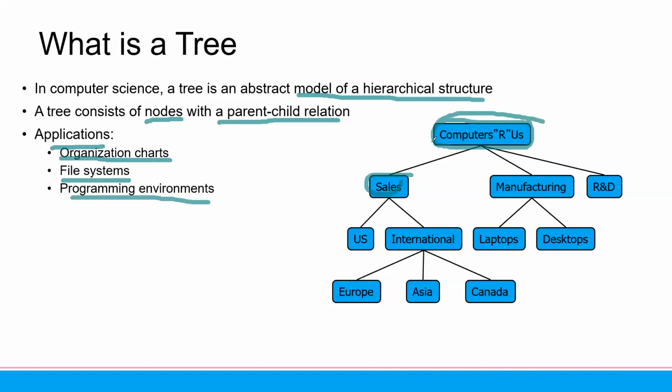Let's say I have a company, Computers, and the company has a sales department, a manufacturing department, and another department, R&D, research and development, for example. The sales is divided into US and international. The manufacturing can be divided into other departments like laptops and desktops. The international can be divided into related regions like Europe, Asia, and Canada, and so on. Then we can see this kind of structure.